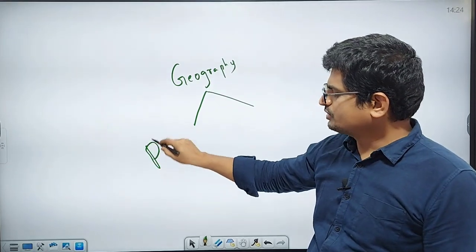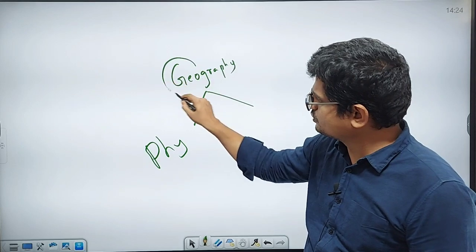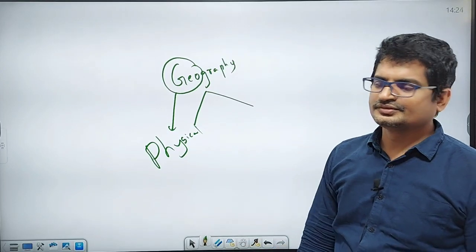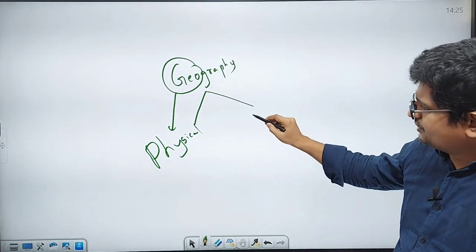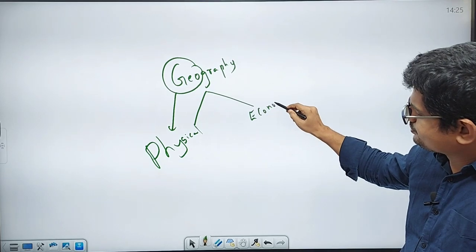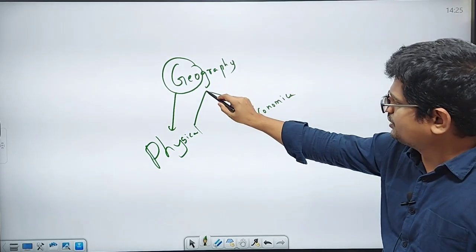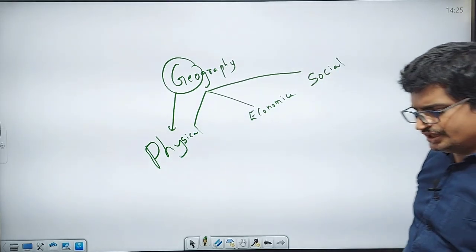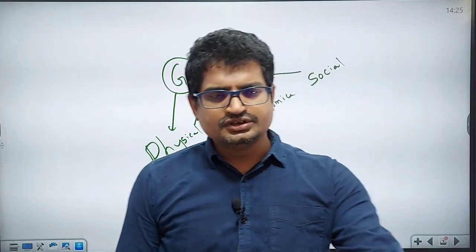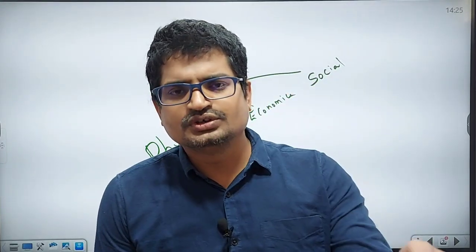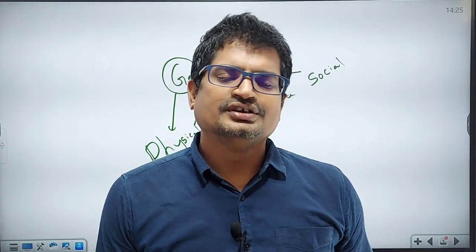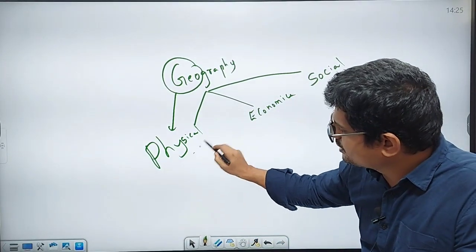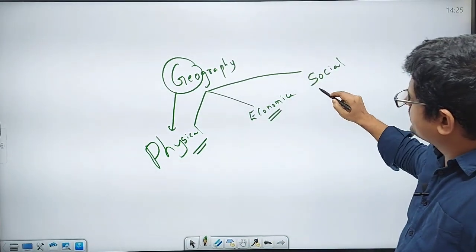The most important part of geography, which originated for this geo term, is physical geography. And then economical, and a recently developed concept is social. There are so many things under geography: environmental geography, natural geography, biogeography, industrial geography. But our syllabus is limited to these three topics: physical part, economical part and social part.